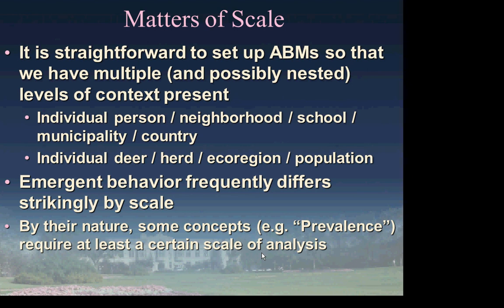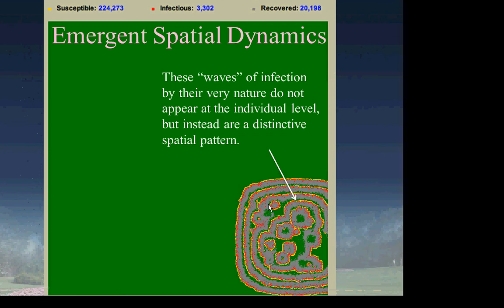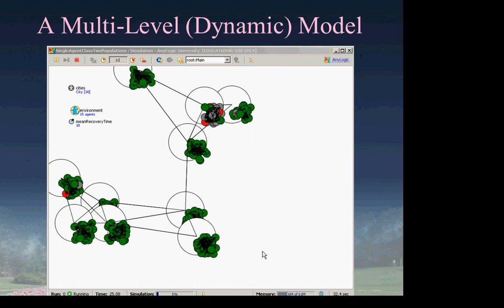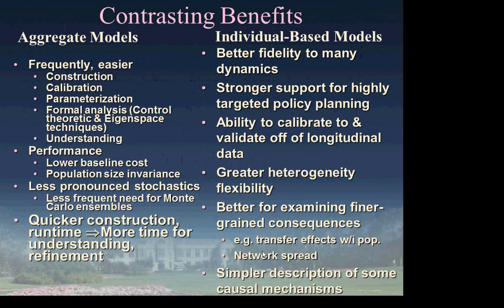I also mentioned ABMs can be set up to have multiple levels of scale or context as present. And often this emergent behavior can be strikingly different according to the level of scale. So look at the emergent behavior for the aggregate model versus at the individual level versus at the kind of mesoscopic level where we have multiple individuals. So you'll have a sort of multi-level modeling. Okay, so I noted we have emergence in both types. Agent-based modeling particularly emphasizes multi-level emergence, how distinctive patterns can emerge at different levels of the system. And this type of behavior can change significantly with changes in structure and parameter values.